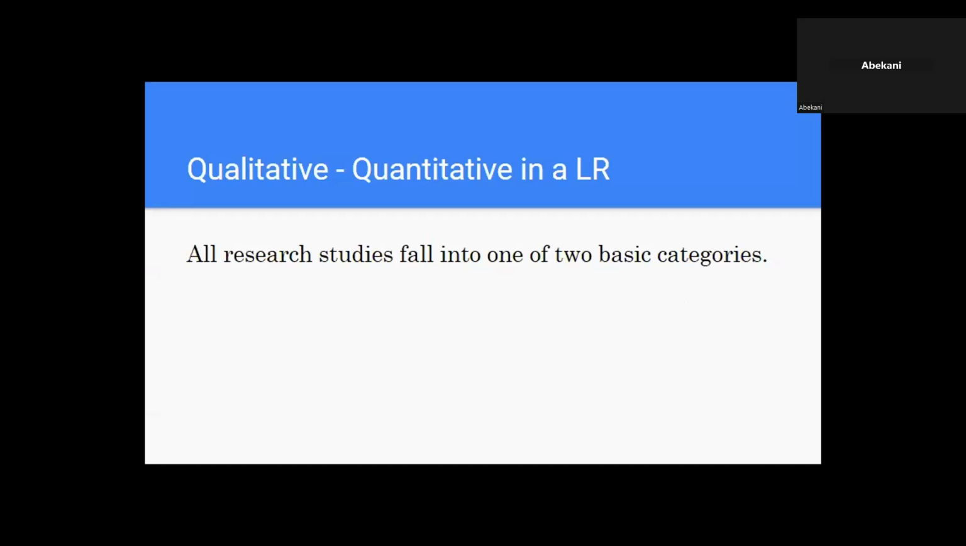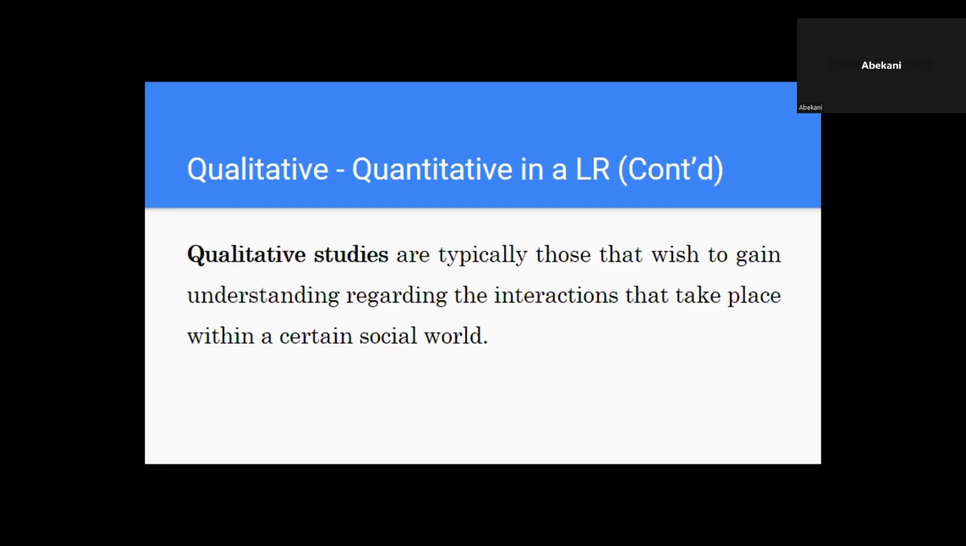Quantitative and qualitative studies in the literature review. So the way you do a qualitative literature review is different from the way you do a quantitative literature review. Okay? This is something you need to know. Okay? What are the qualitative?